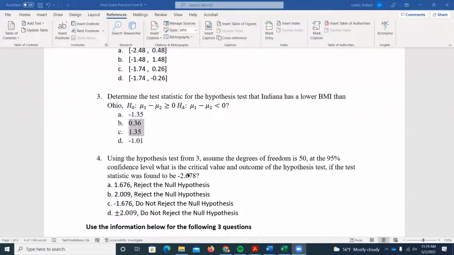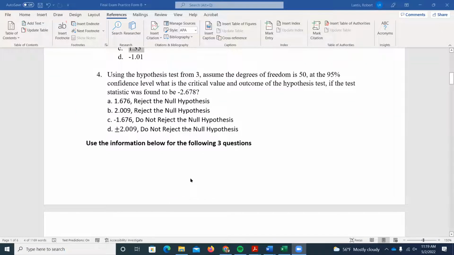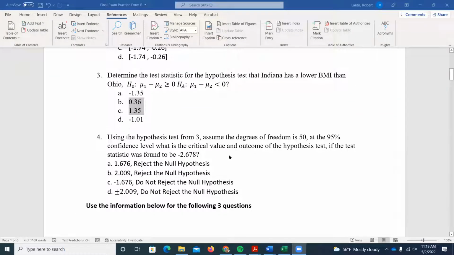So here, instead of, I think this was -1.55, I changed it to -2.678. So assume that you found the test statistic was -2.678. And we've still got that same degrees of freedom, 50, and we're going to do a 95% confidence interval to find the critical value and the outcome of the test, being our rejection decision.